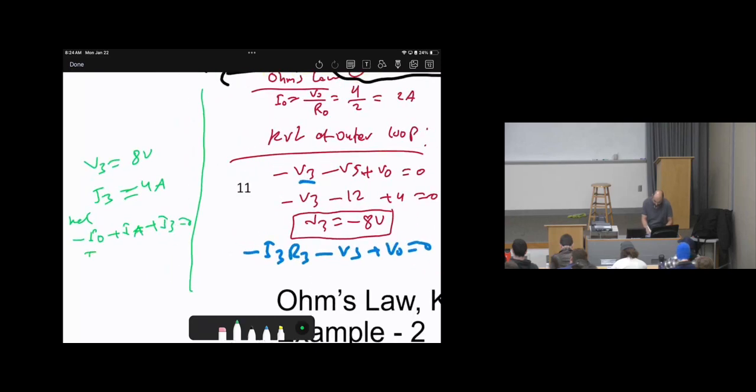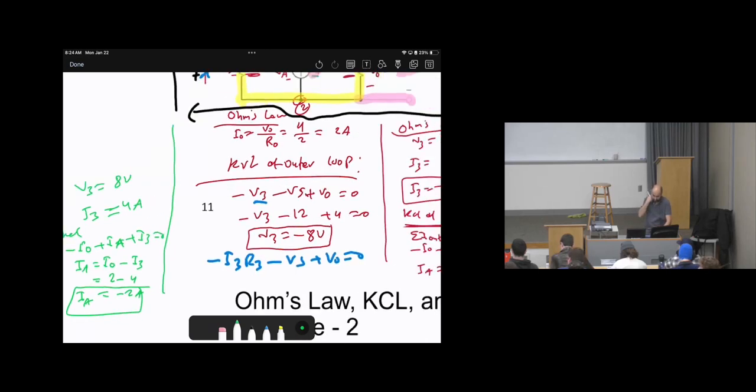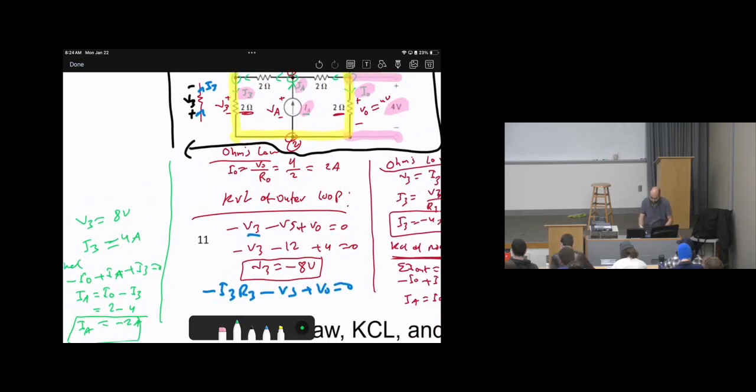So as a result, IA will be IO minus I3, which will be 2 minus 4, so it will be negative 2 amperes. Then both of them, IA is negative 2, negative 2. So this will yield, of course, the same final answer. But the assumptions, V3 is 8 instead of negative 8, because now it's in the opposite polarity of V3, and the current is the same. It's negative because of the opposite direction. Okay, any other question?